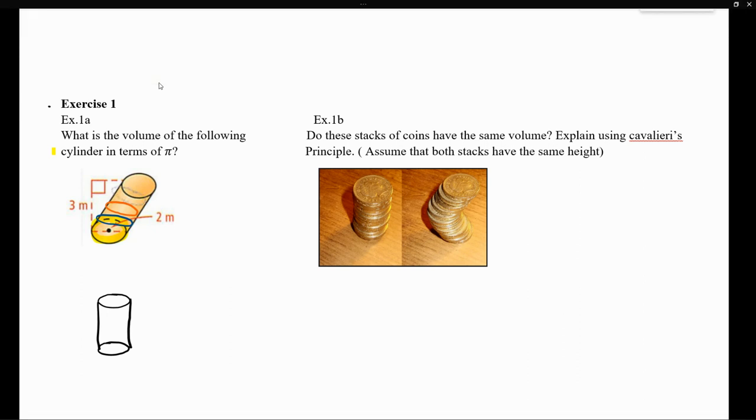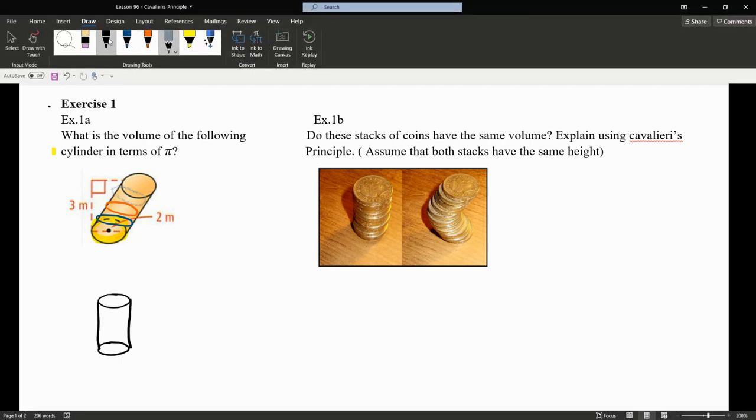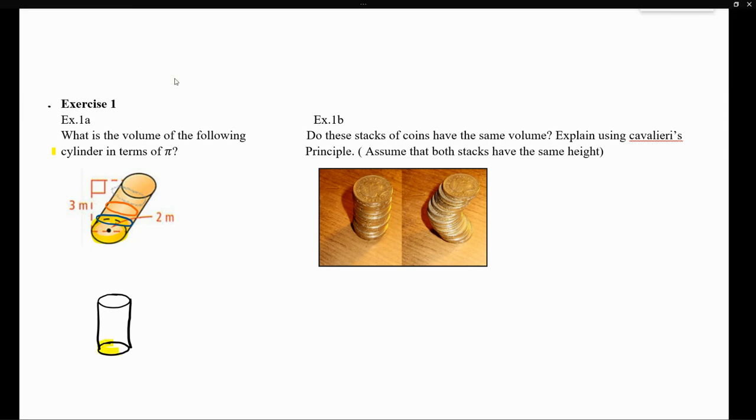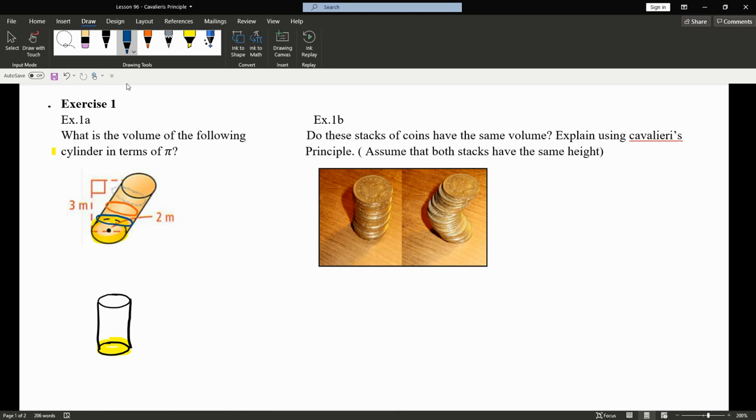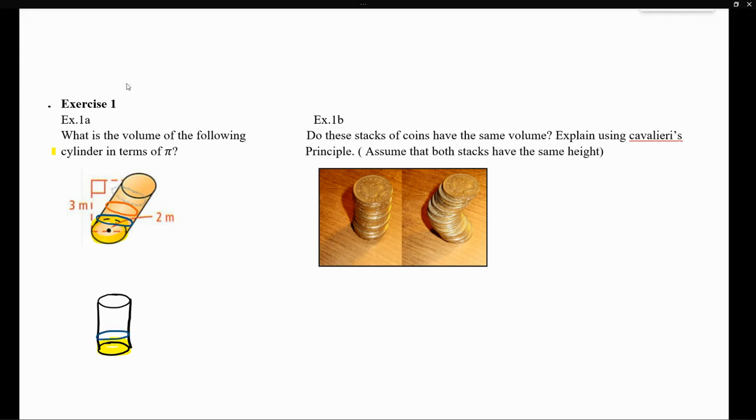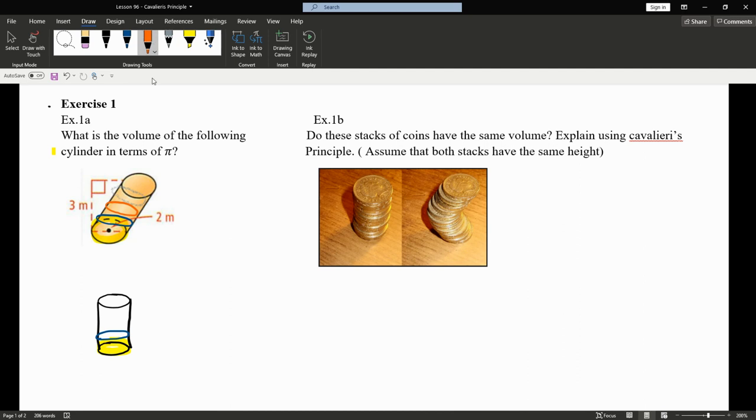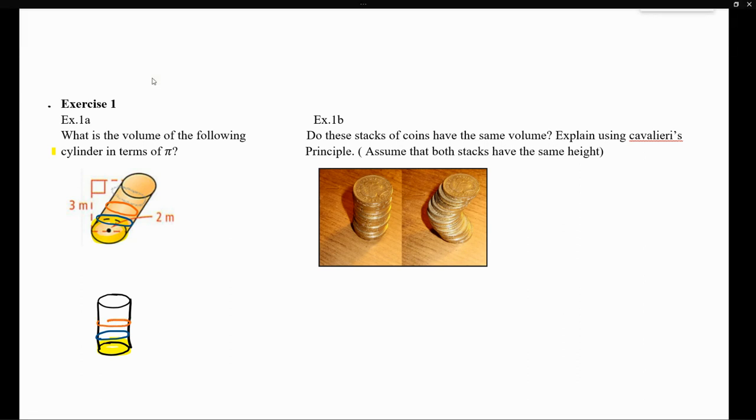Here we're just stacking the circles in a slanted way, whereas if we think of this as a right cylinder, we still have the same circle and we stack another circle on top of it. If we continue stacking the same circles, we're going to have the same volume, because we're essentially talking about the same figure, so nothing has changed here.